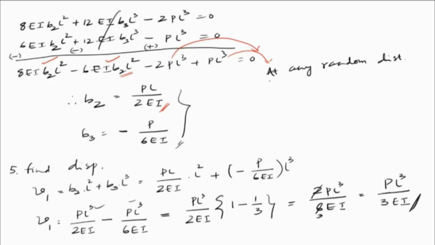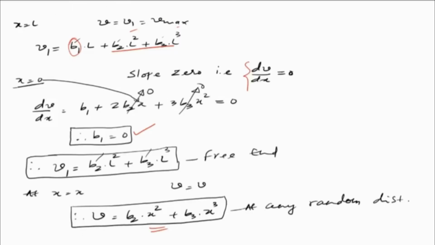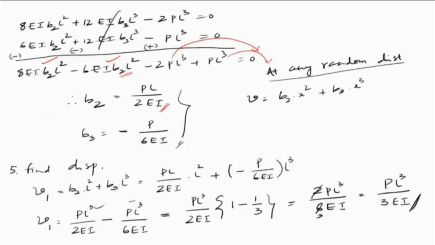Okay, now after this I need to find out the displacement at any random distance. So that is nothing but my V. V is nothing but B2 into X square plus B3 into X cube. So this is the value of V. I will show it once again here. This is my value of V, which is at any random distance. So V is equal to B2 into X square plus B3 into X cube. So the same thing I have written here. Therefore, let us substitute once again the value of B2 and B3. B2 is PL divided by 2EI into X square plus B3 is minus P divided by 6EI into X cube.